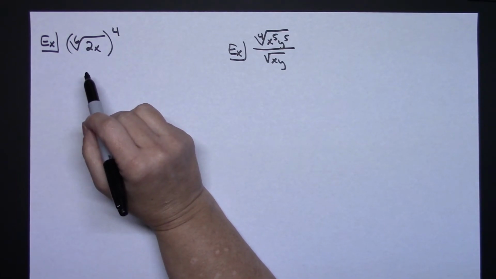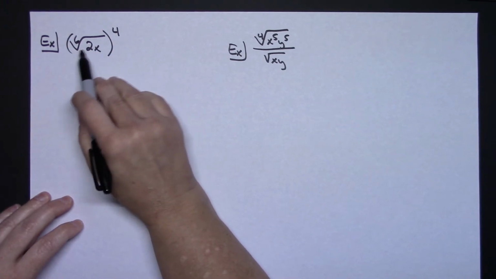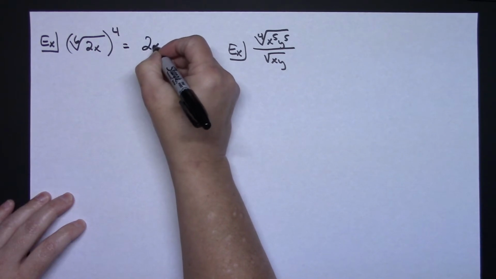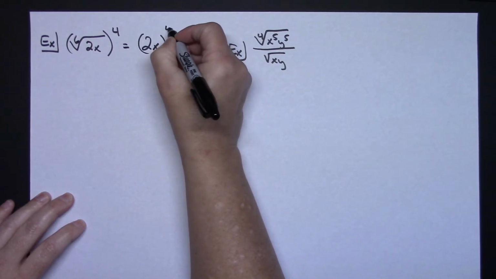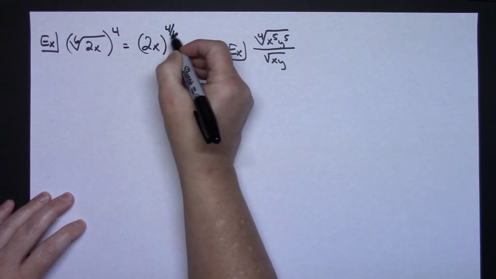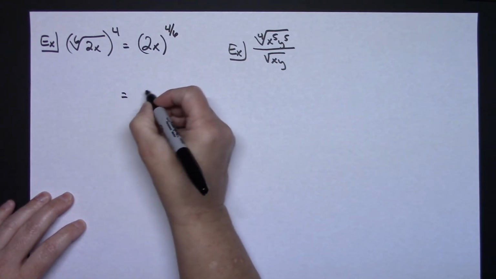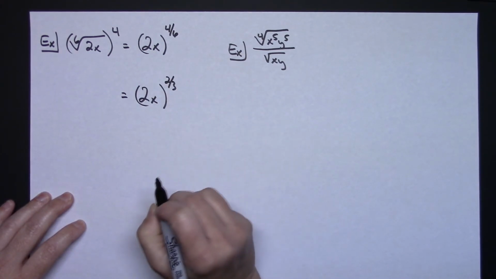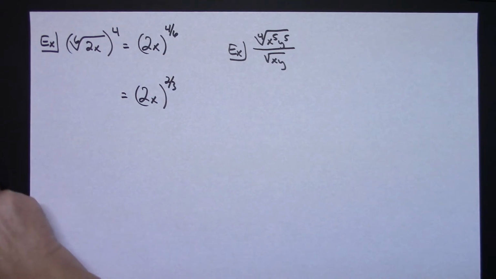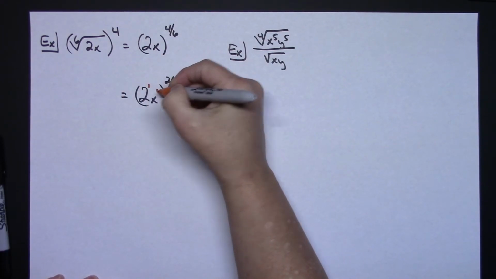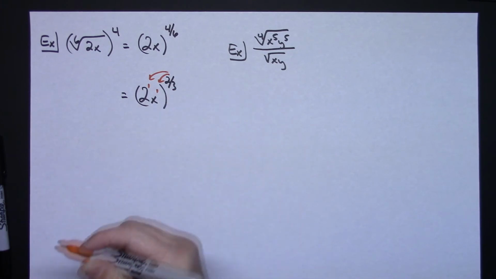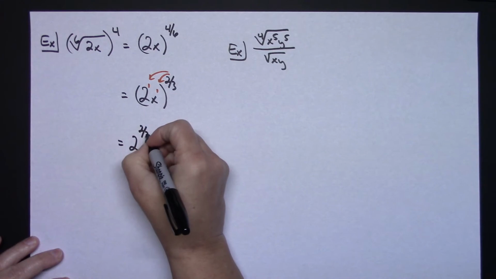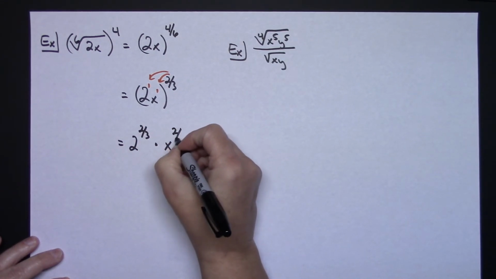Alright, so on this one, everything there is my base, so then I can rewrite as 2x raised to the 4 over 6. Alright, let's take that fraction now and reduce it. So 2x raised to the 2/3. Okay, now I'm going to implement the power raised to a power. Both those have 1s. So when I multiply by each of those, I'm going to have 2 to the 2/3 times an x to the 2/3.